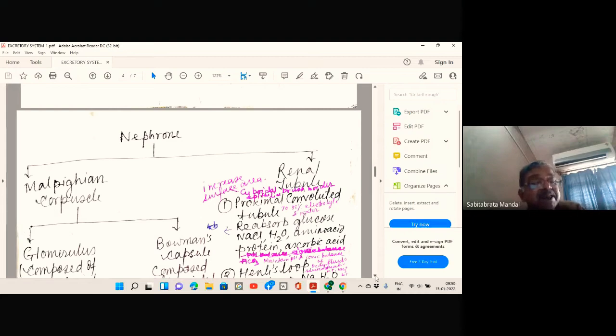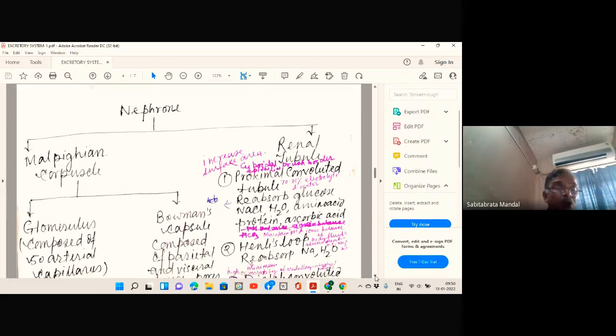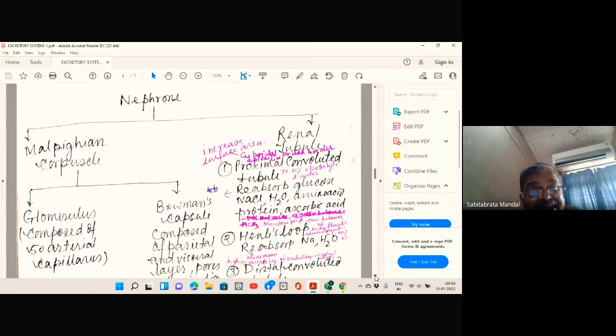This Malpighian corpuscle can be divided again into two parts. One part is known as glomerulus and another part is known as Bowman's capsule. Okay, Malpighian corpuscle is divided into two parts. One is glomerulus, another is Bowman's capsule.